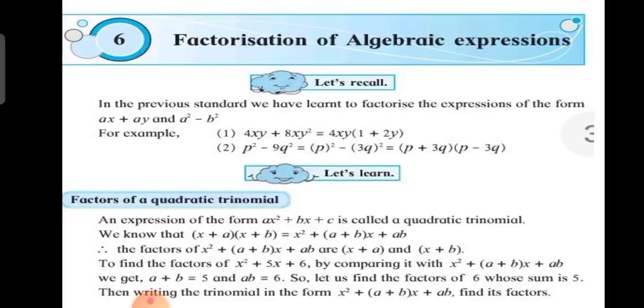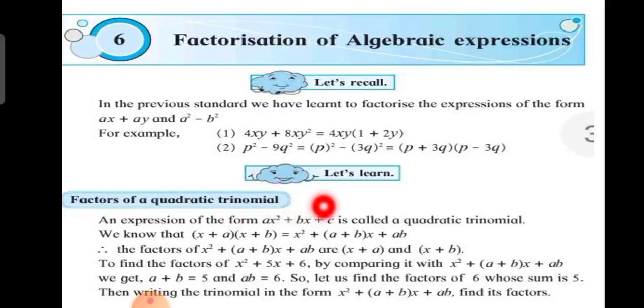Now what is a quadratic trinomial? An expression of the form ax square plus bx plus c is called a quadratic trinomial. Quadratic means that if the highest degree of the variable is 2, then that equation is called a quadratic equation. For example, in ax square plus bx plus c, the variable is x. The degree of x in the first term is 2, and in the second term it is 1. Therefore, the highest degree is 2. Hence, this equation is called a quadratic equation.